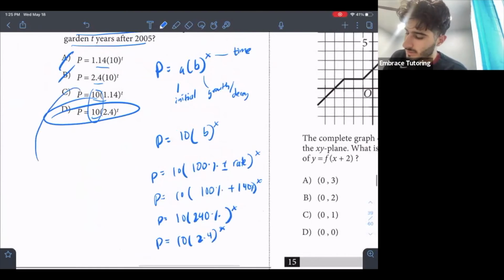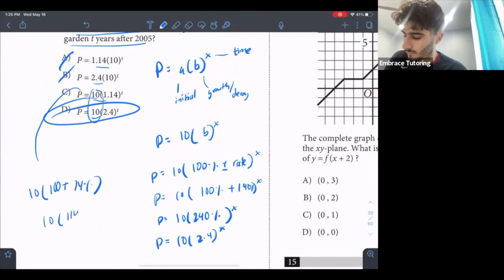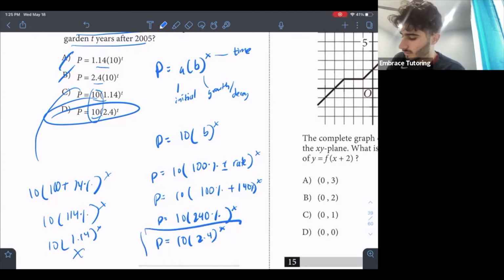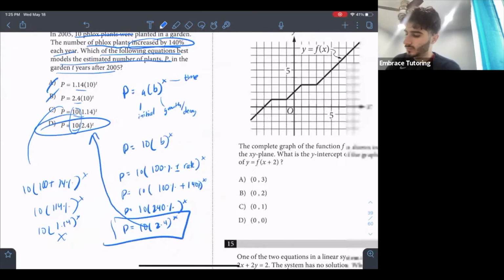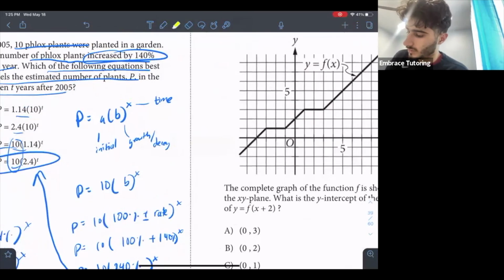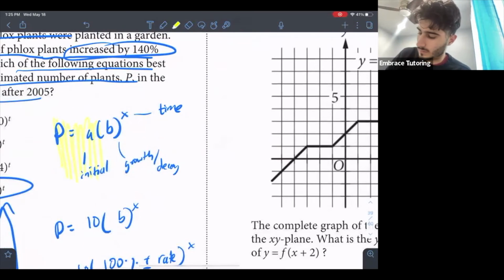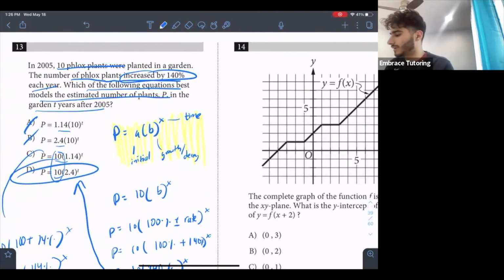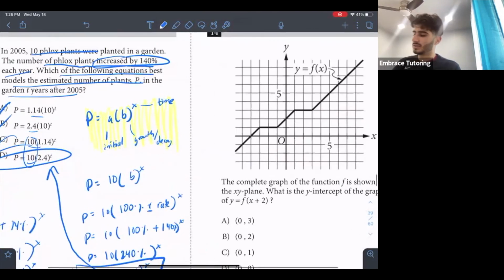Choice C would be correct if it was 100% plus 14%. Then that would give you 114%, which is 1.14 raised to X. That's not correct for this situation. That's how you do question 13. Just remember the model formula right here. This is very important. A lot of SAT questions are based off this type of scenario.